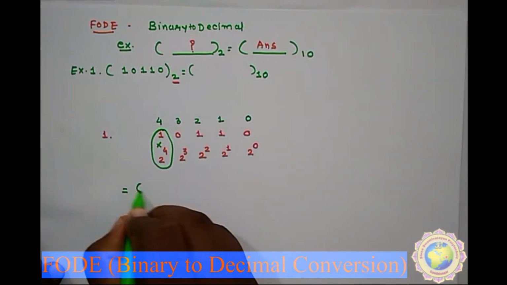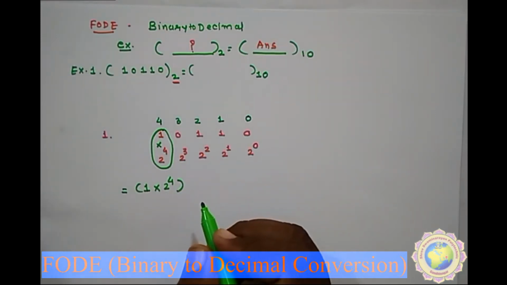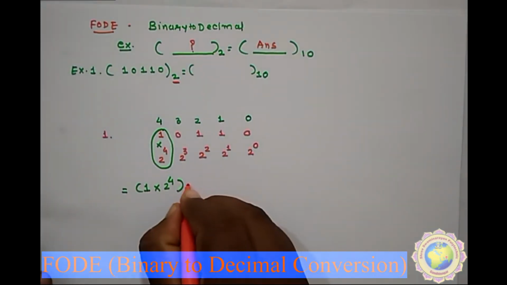Multiplication. So you have to write here 1 into 2 raised to 4. Okay, then put here plus.